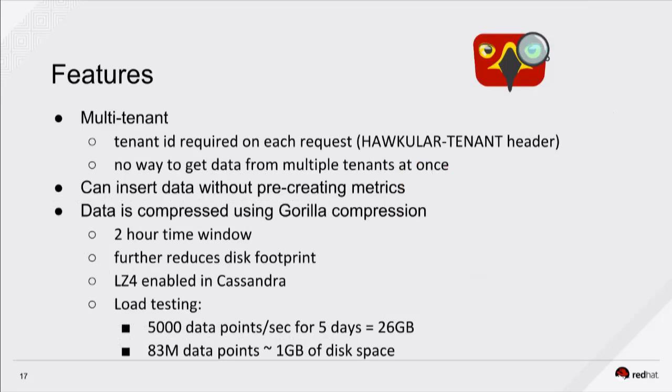Some of the features for Hawkular Metrics: everything is multi-tenant. We require you to send the tenant ID on every single request, and you cannot query multiple tenants. Because you can run in an environment where you have multiple, for example, in Amazon, in AWS, you can run multiple environments at the same time. You would select a tenant per environment.